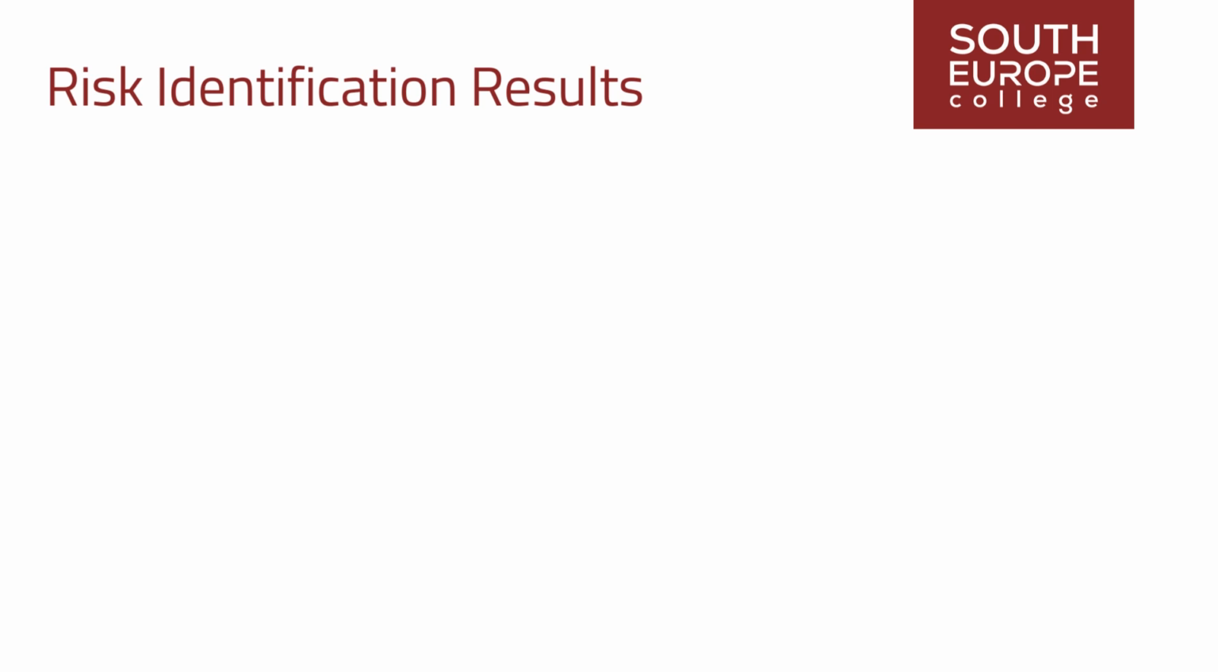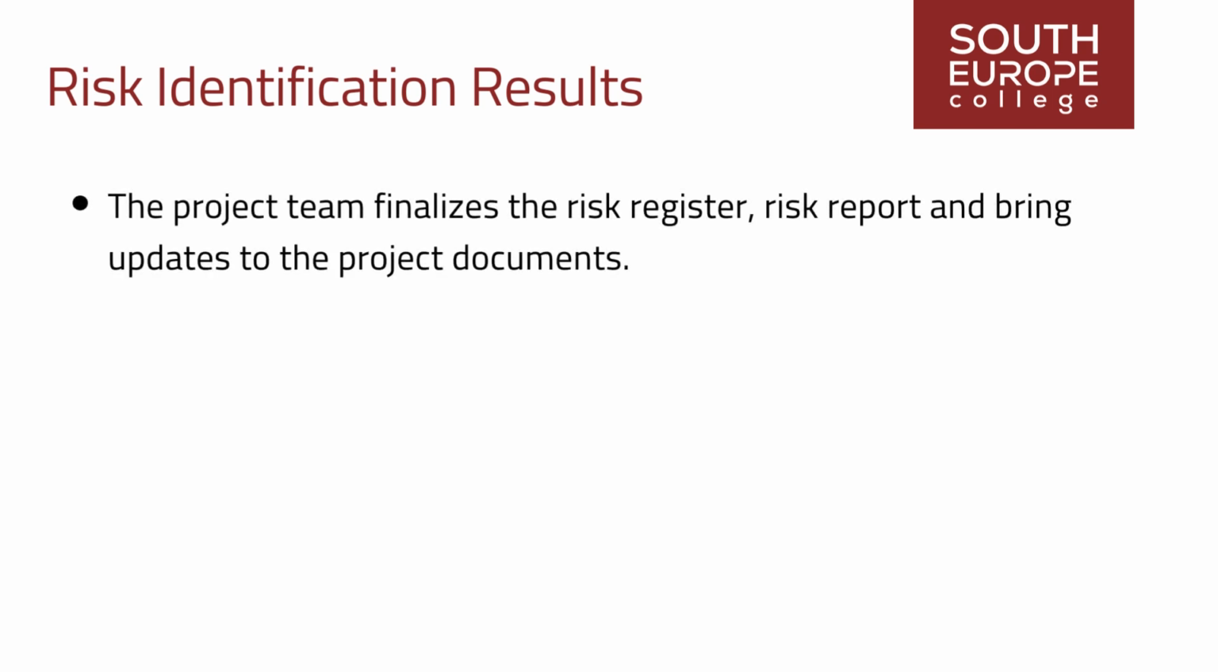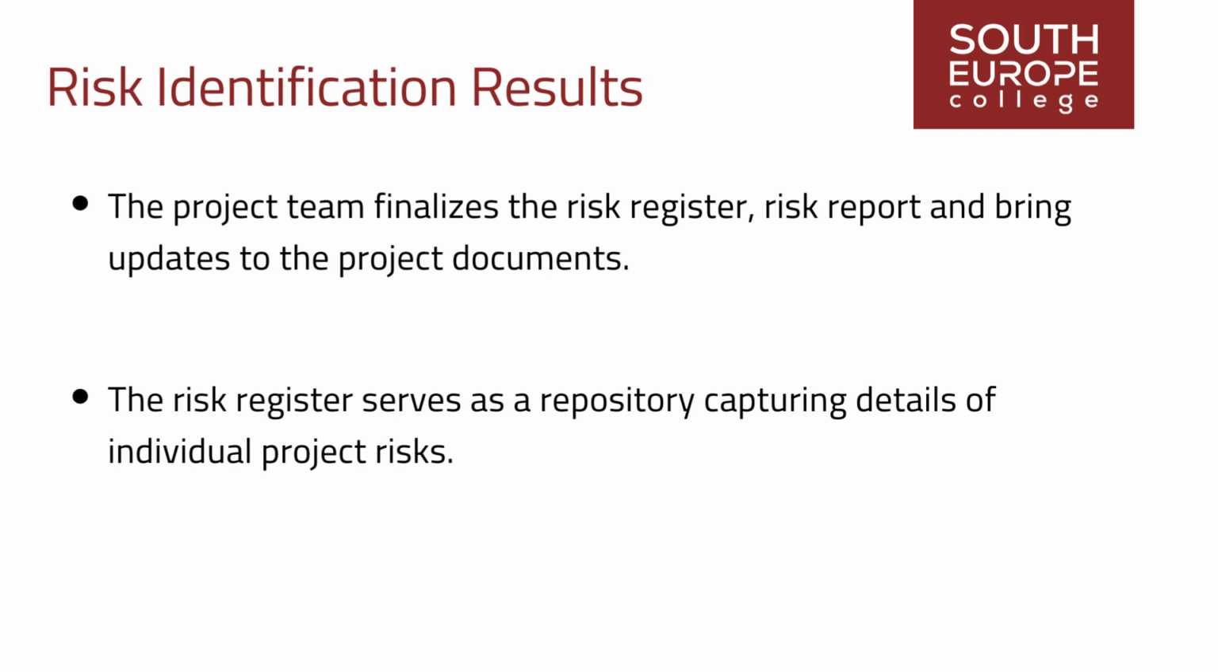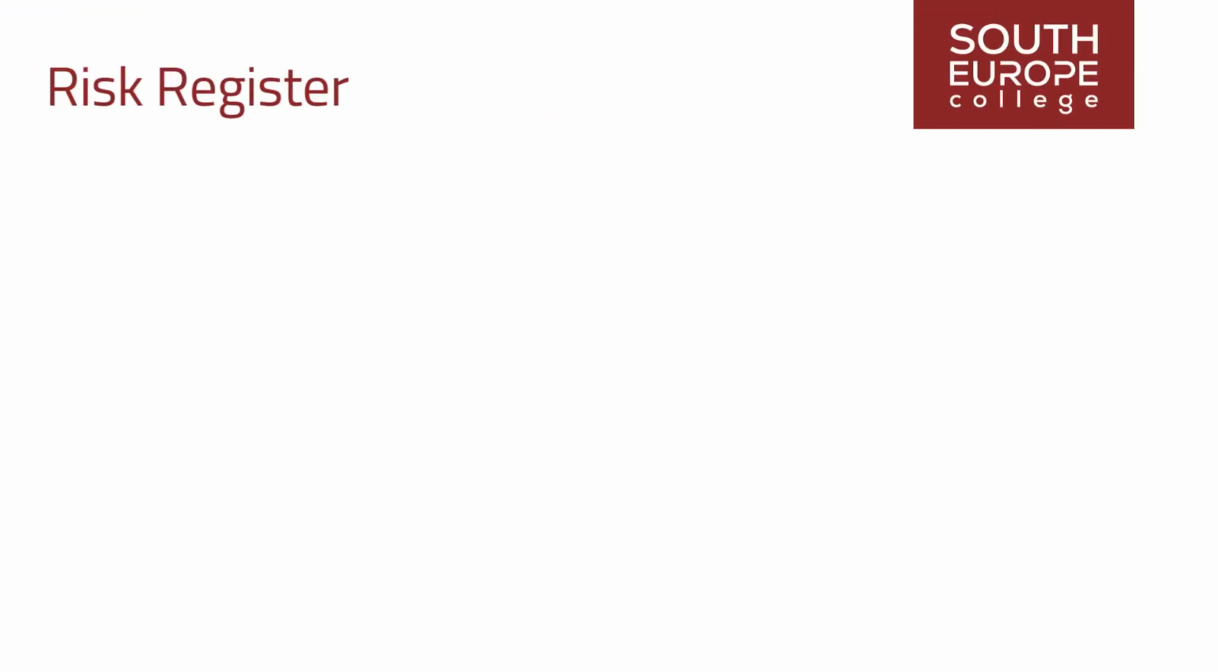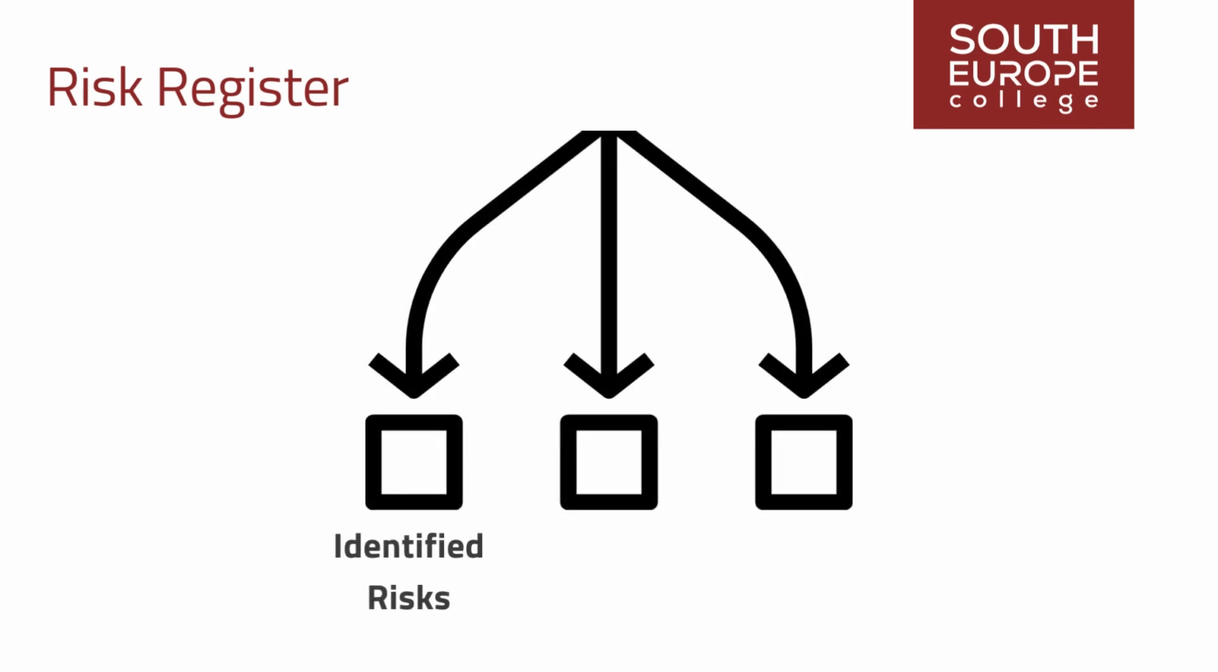Towards the end of the risk identification process, the project team finalizes the risk register, risk report, and brings updates to the project documents. The compilation of the risk register serves as a repository capturing details of individual project risks. At the end of the Identify Risks process, the contents of the risk register encompass a list of identified risks.